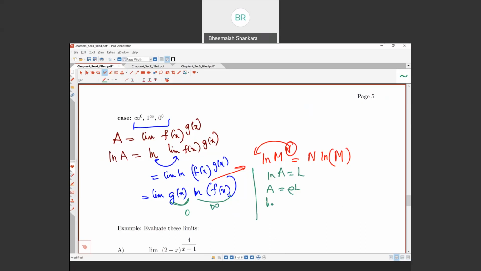Then you can write limit f of x to the exponent g of x equals exponential of ln of f of x to the g of x, and then limit, maybe I'm missing an expression here, so let me write limit. So this is equal to limit exponential g of x, and then you have ln of f of x. So you have exponential limit g of x and then ln of f of x.